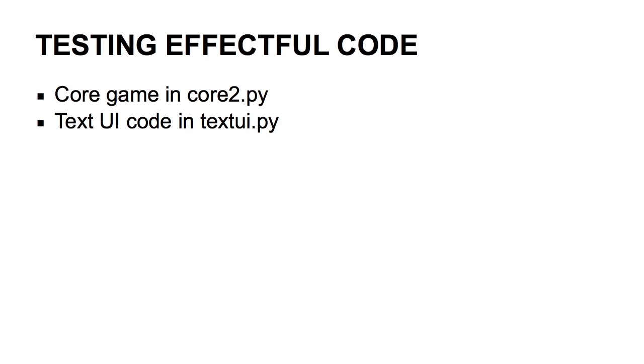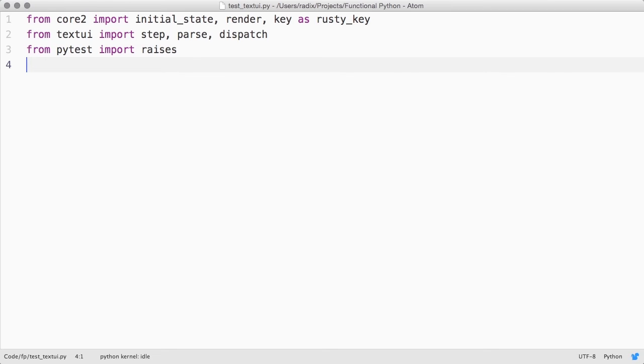In this lesson, we'll discuss writing unit tests for imperative effectful code. We'll be testing the console-based user interface for our text adventure game. You can find the UI code in textui.py and the core game code in core2.py in your working files folder. There are a few functions in textui.py. The easiest ones to test will be the pure ones, parse and dispatch. Let's write some tests for those functions first.